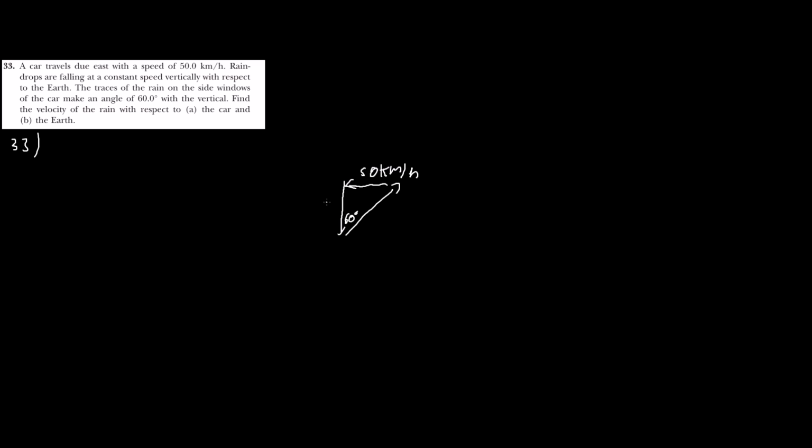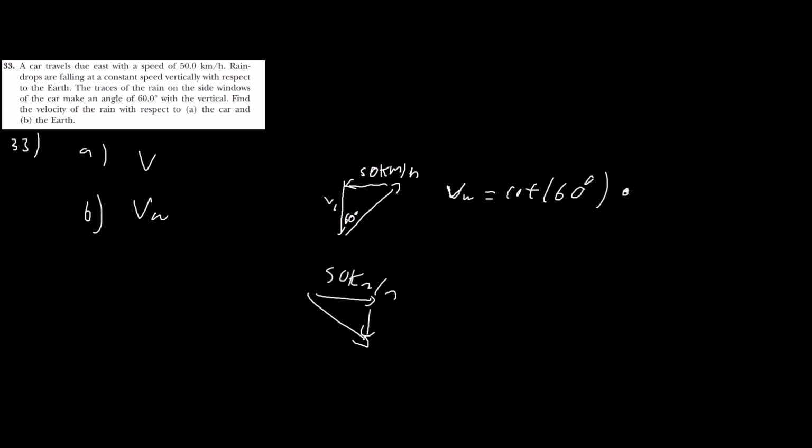Alright, there's the setup, folks. What I'm going to do before I answer anything else, and I did look at the solution manual, and this is really what it was, I'm going to find the velocity of the water drop, and this is relative to the earth. Alright, so this is to the earth. So I'm just going to do cotangent of 60 degrees multiplied by 50 kilometers per hour.